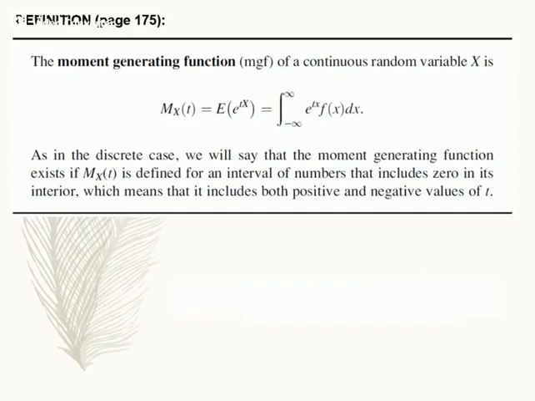Now, on page 175, you will find the definition. This is in your textbook, exactly what I just showed you. And here they add on this extra little bit. And they say that the moment generating function is defined for values of t in a specific interval. So there's a restriction on that interval. That interval needs to include the value of 0. Or in other words, the valid region for t needs to have both positive and negative values of t.